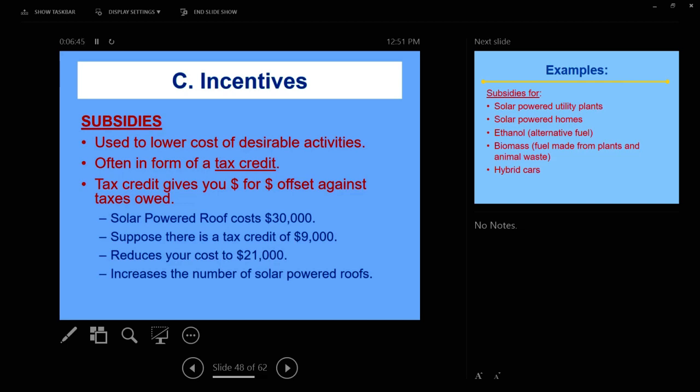Again, that would cost the government more money, and that's important to think about, that we've got to be able to pay for this because it's taxpayer money that we're spending here, but ultimately we want solar power roofs and we need to set a tax credit, i.e. a subsidy, that people will respond to.